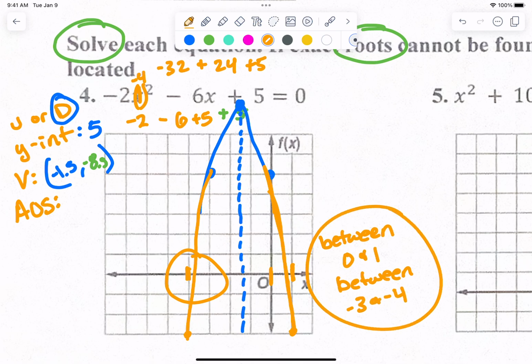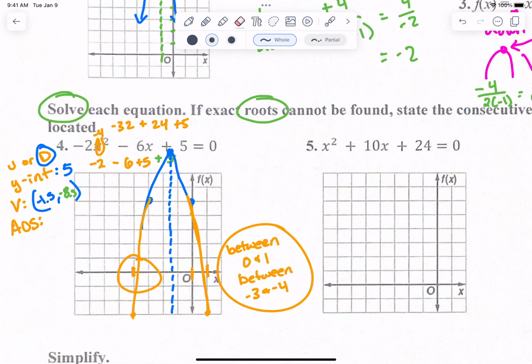Can we do the quadratic formula or something? Yes. The quadratic formula will give you exactly where it's at, so that's fine. If you want to go ahead and do that, that's fine. Okay? Good? All right? Happy with that?